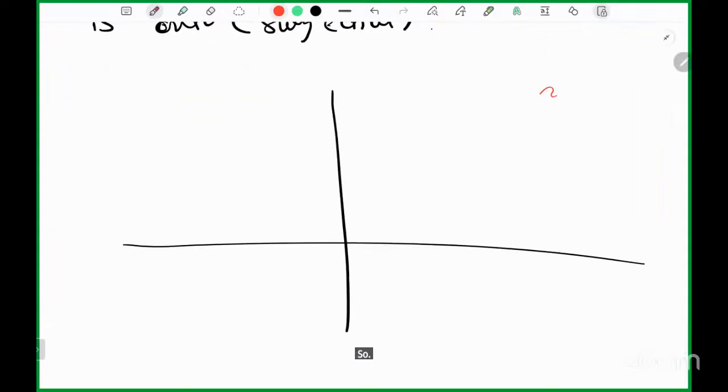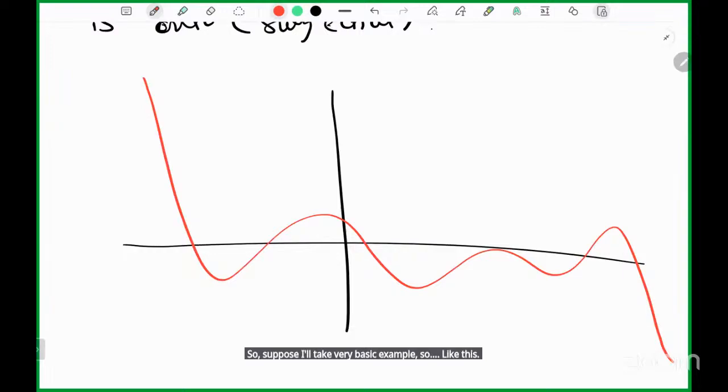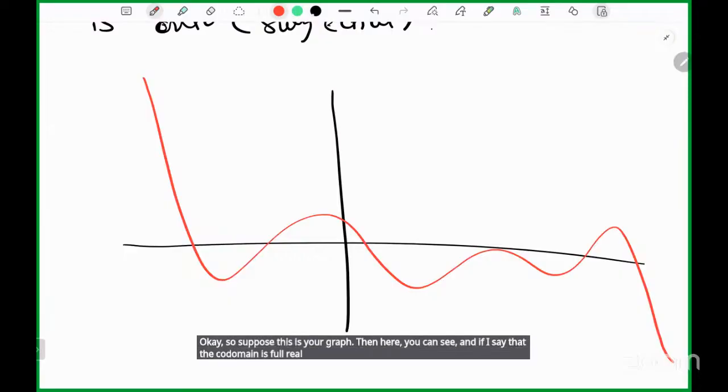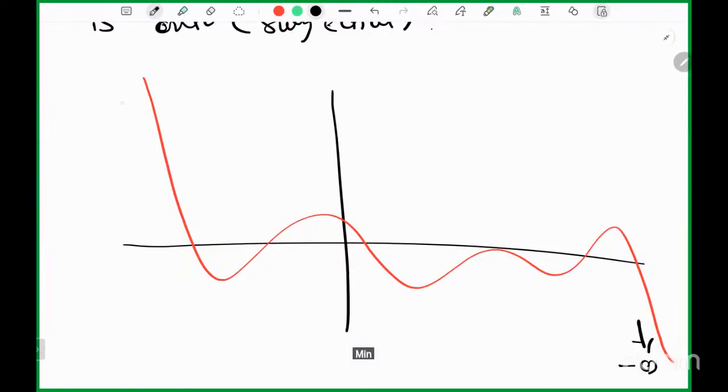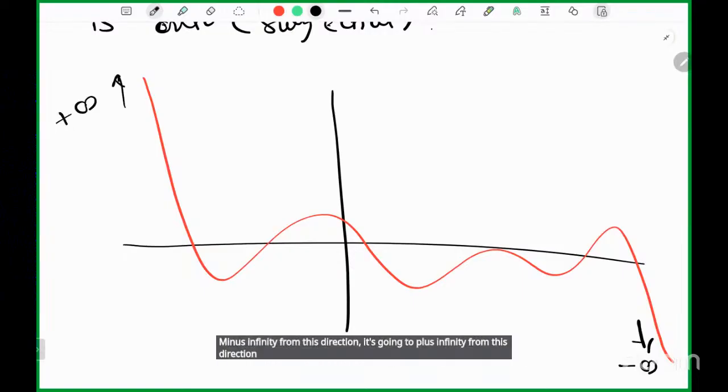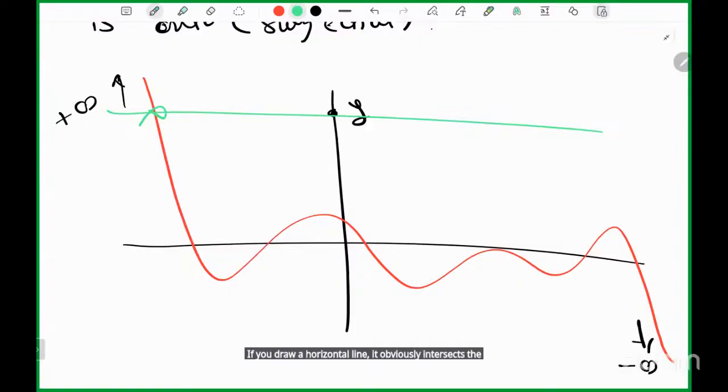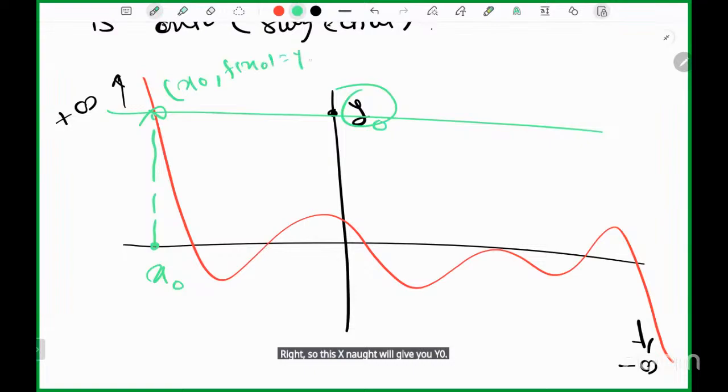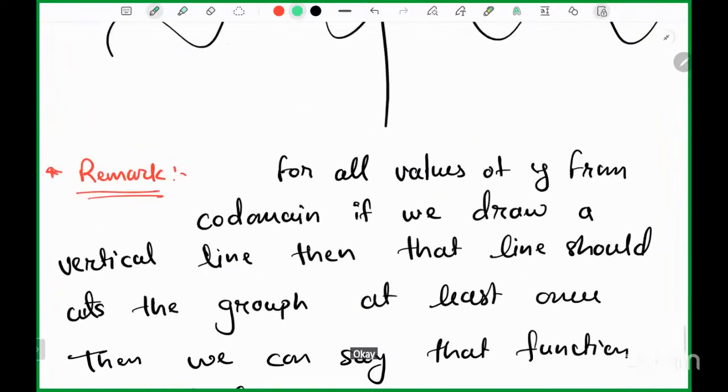So suppose I take a very basic example. So suppose this is your graph. Then if I say the codomain is the whole real numbers, then because of the end behavior of this graph, you can see that it's going to minus infinity from this direction, and plus infinity from this direction. So no matter what value of y you choose, if you draw a horizontal line, it obviously intersects the graph at least once. So for this y, here is your x. So this x naught will give you y naught. Okay, so that's the horizontal line test.